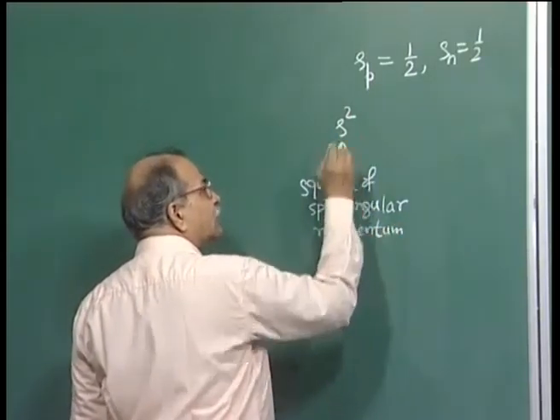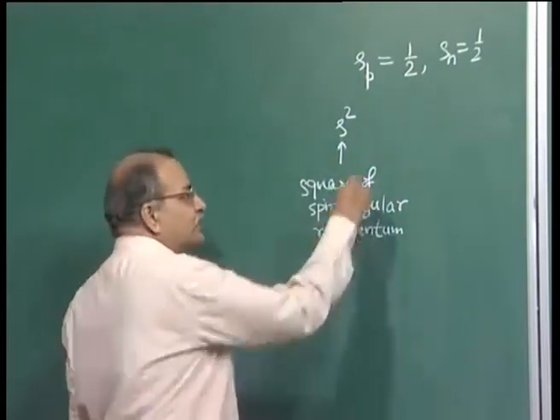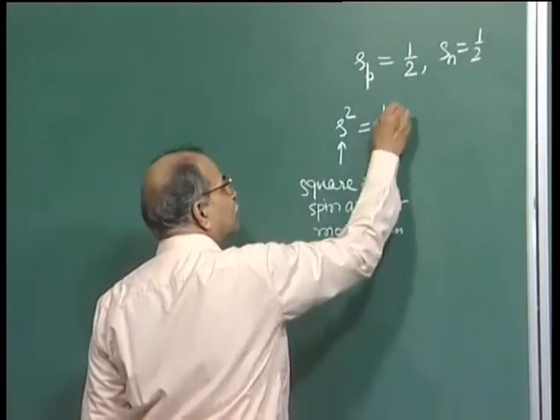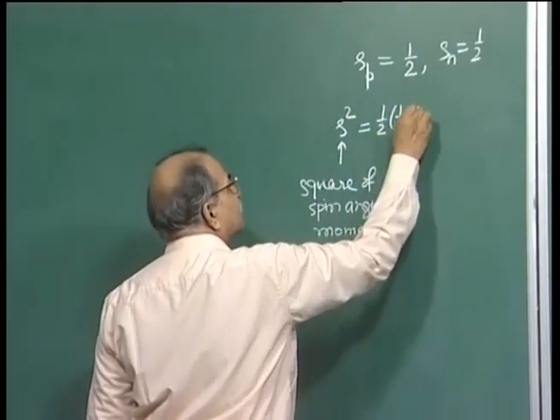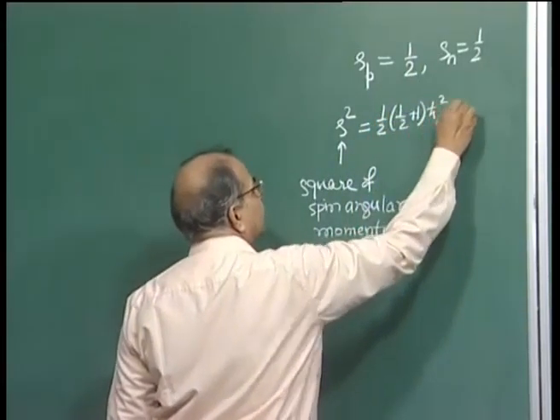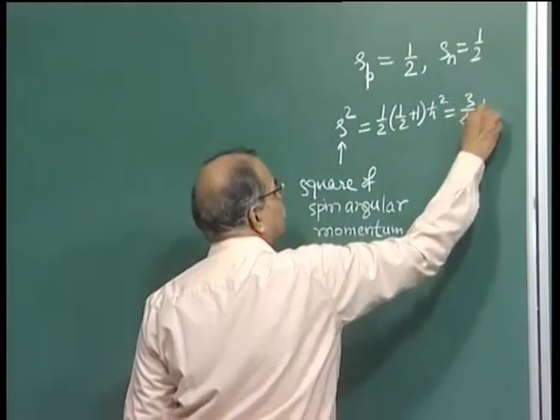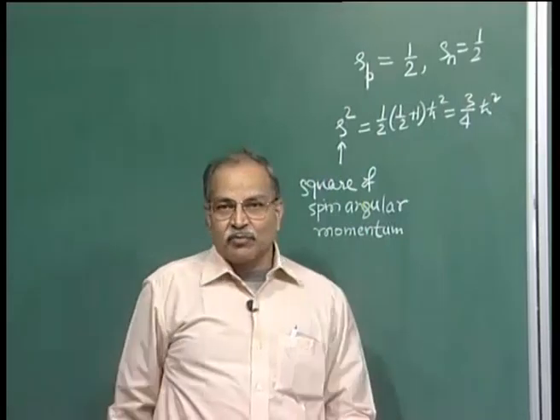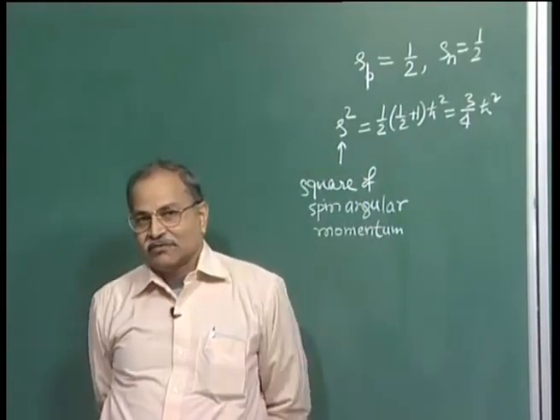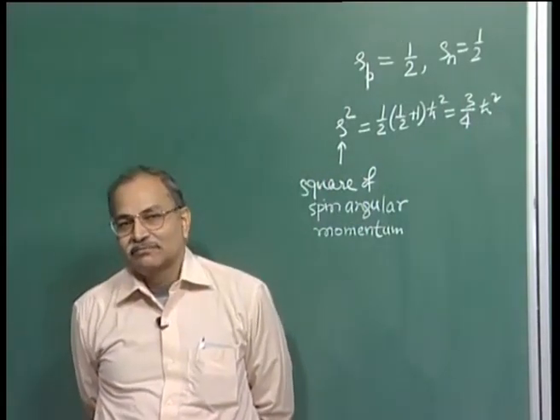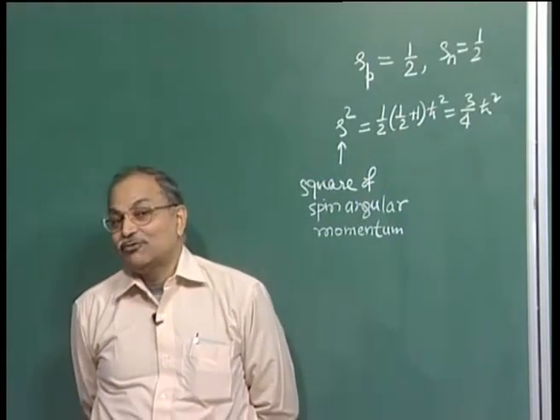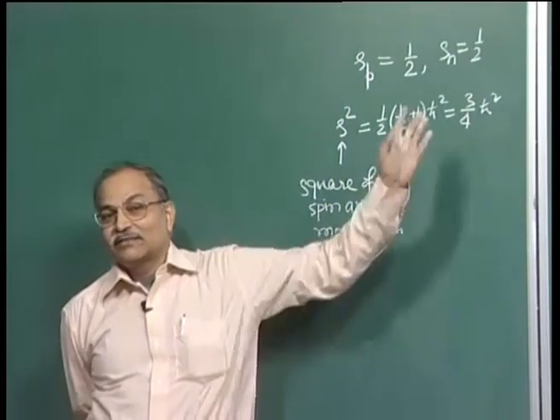You write it S square. That S square is half into half plus 1 into h cross square, that is 3 by 4 h cross square. So, angular momentum square, spin angular momentum square, if you measure this for any electron, for any proton or any neutron, it has to be this.